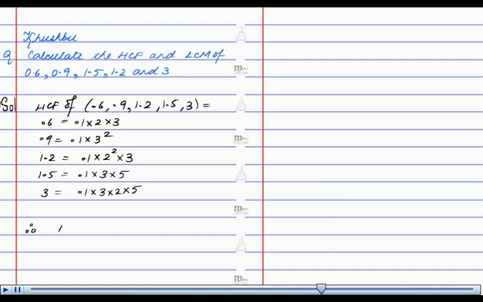Therefore, the HCF, that is the highest common factor, comes out to be 0.1 into 3, that is 0.3, and the LCM, that is the lowest common multiple, comes out to be 0.1 into 2 square into 3 square into 5, that is 18. This is the required solution.